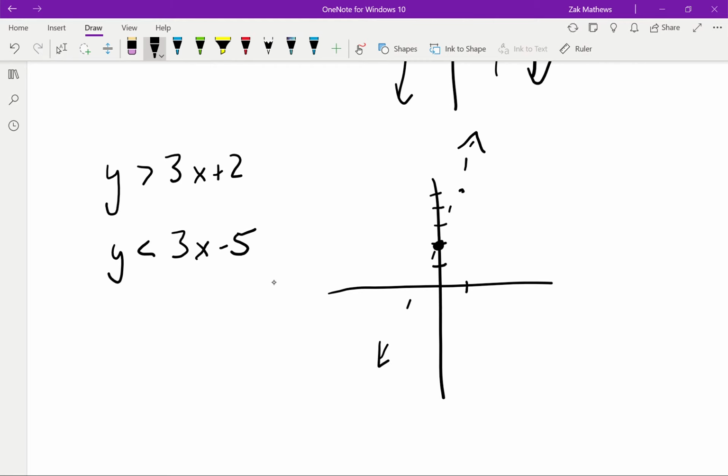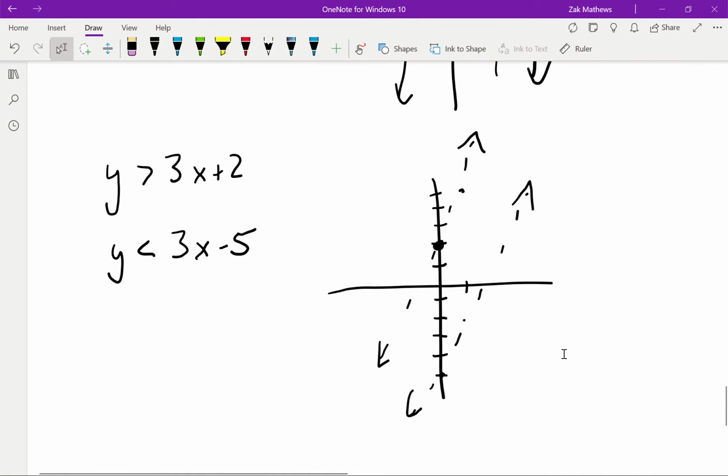Second one, y-intercept at -5. Still a slope of 3. 1, 2, 3 over 1. So again, parallel, should look parallel. And so if we think about what these are saying, the first one we want to be greater than this line, so we want everything up here. The second one we want to be less than this line, so everything down here.